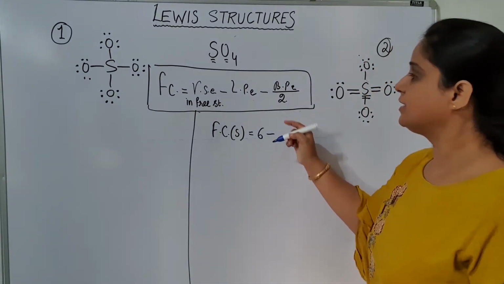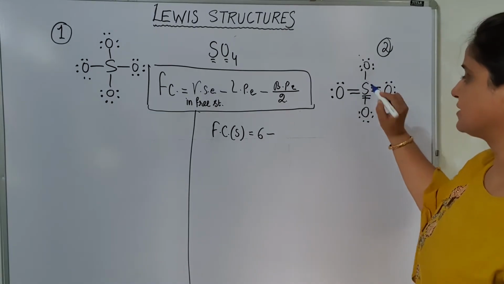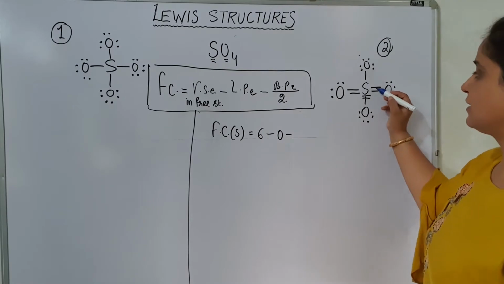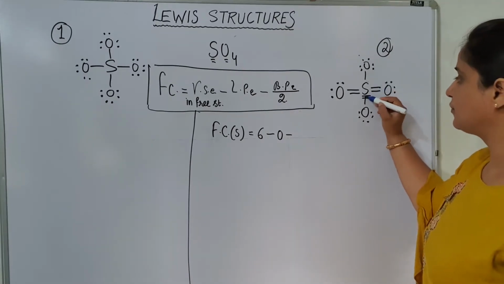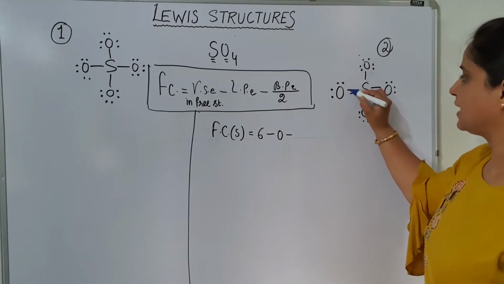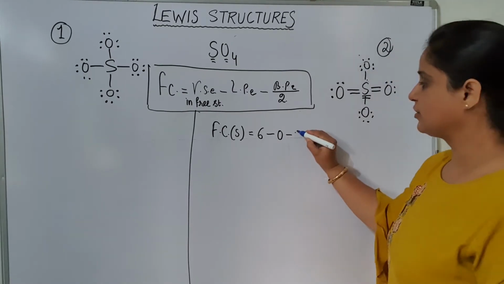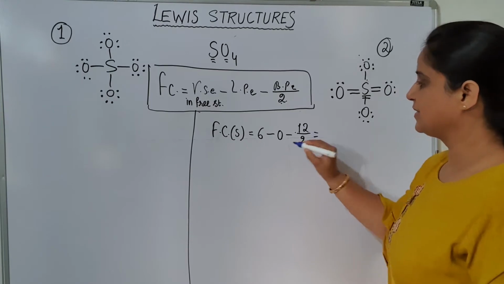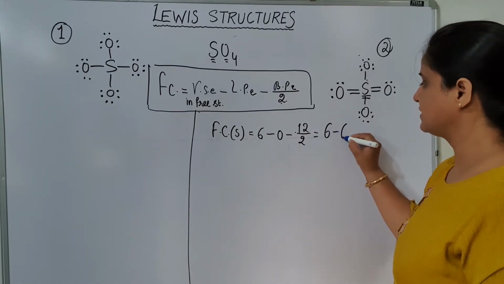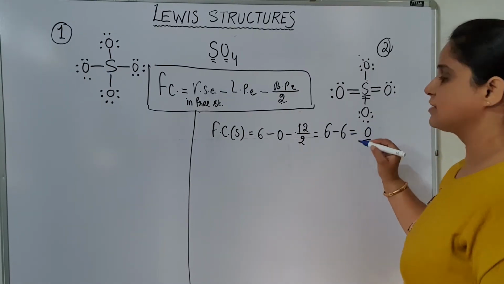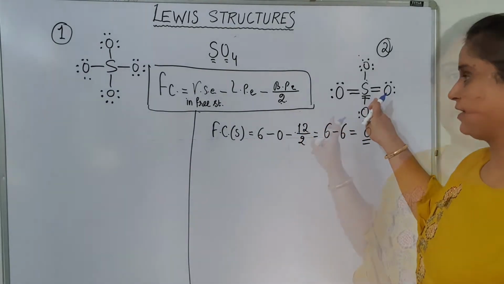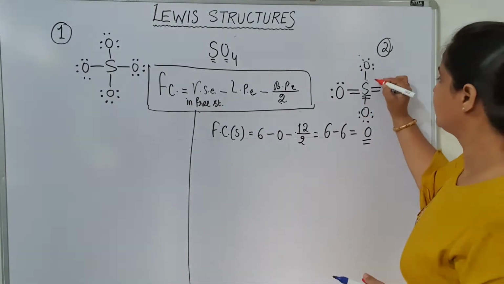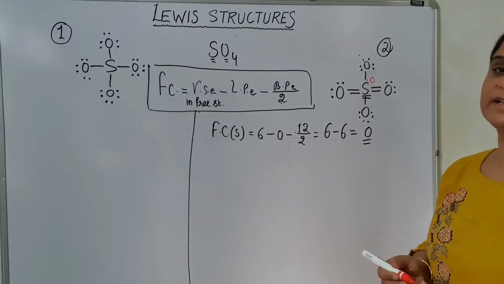6. How many lone pairs of electrons can you see in this structure? 0. How many bond pair electrons can you see here? 1, 2, 3, 4, 5, 6, 7, 8, 9, 10, 11 and 12. So there are 12 bond pair electrons, divided by 2. Okay, so it becomes 6 minus 6, and it becomes 0. So the formal charge on this sulfur in this particular structure is 0. So I am mentioning it here: the charge on the sulfur is 0.